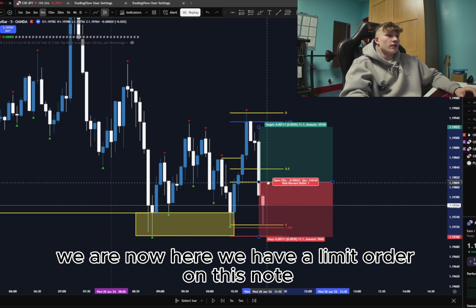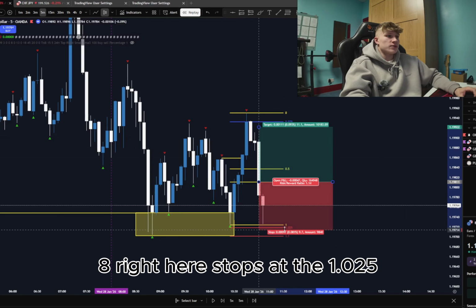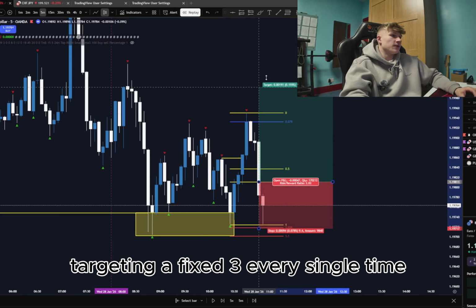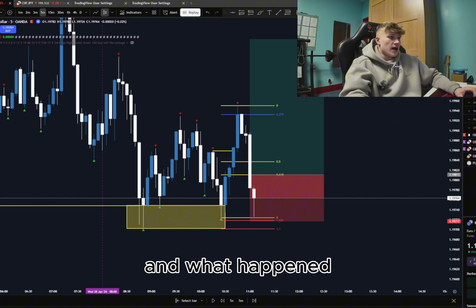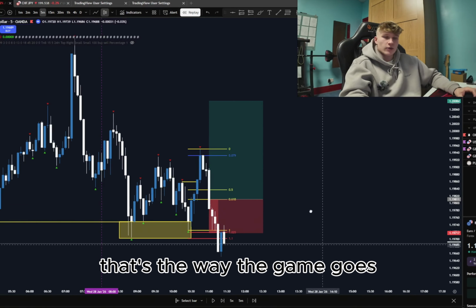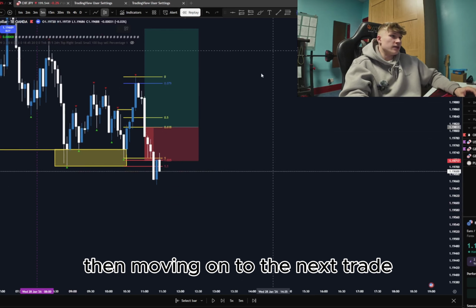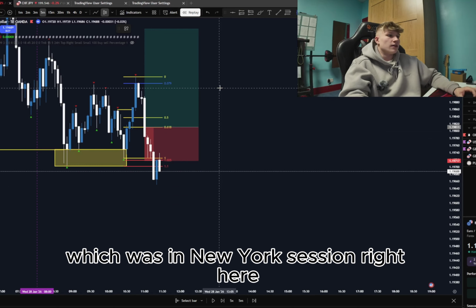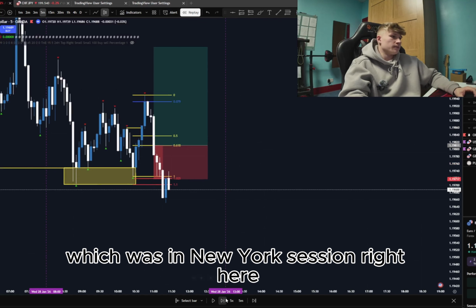As soon as we get tapped into the 0.618, we have a limit order on this 0.618 right here, stops at the 1.025, targeting a fixed 3 every single time. And what happened? Stopped straight out. Completely fine. That's the way the game goes. Then moving on to the next trade, which was in New York session right here.